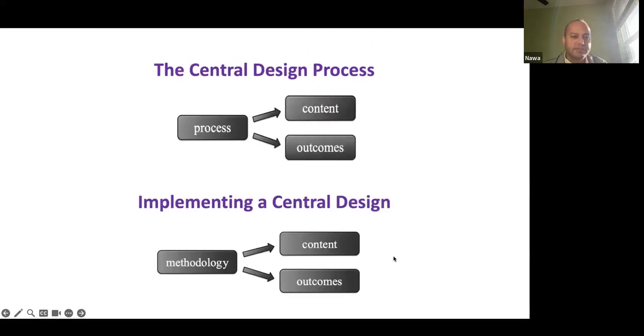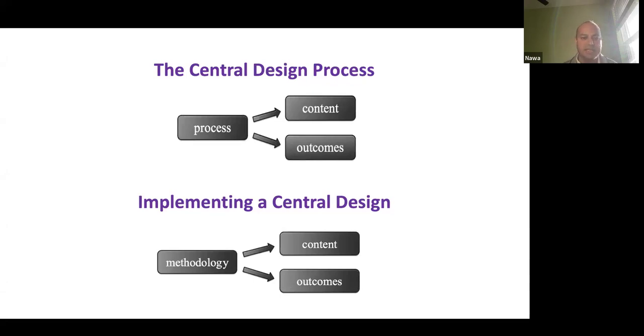Now let's talk about the central design process. The central design process puts emphasis on the methodology or the process itself. So what do you want to do in the class? That is the priority here. For example, if I'm teaching University Physics 1, then the content and outcomes are not chosen first. I would decide first what I want to do in the class. For example, I may want to involve my students in discussions. I may want to have my students solve problems. I may want to have my students involved in some demonstrations and things like that.